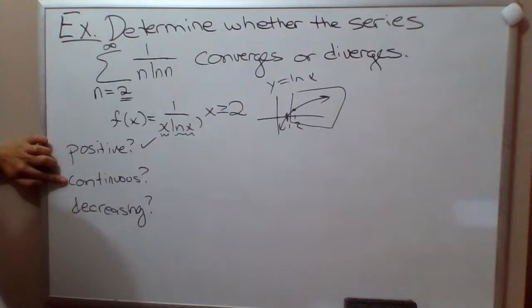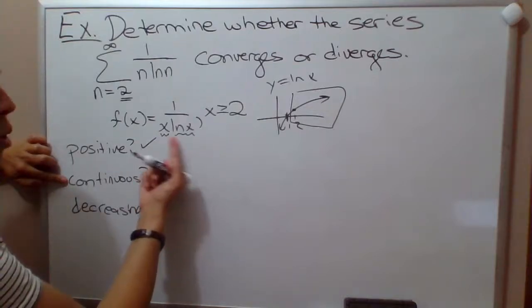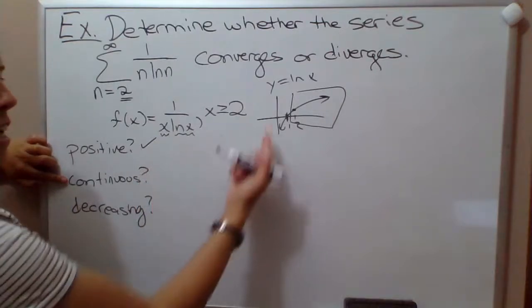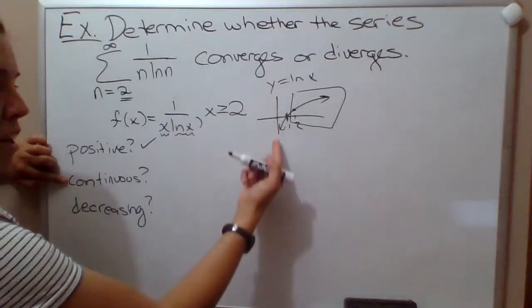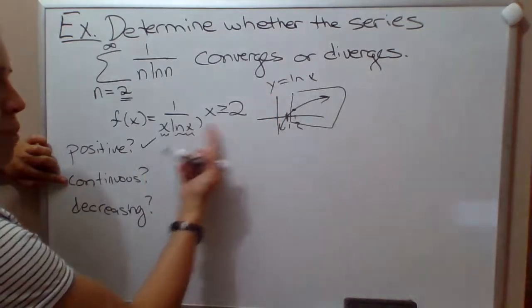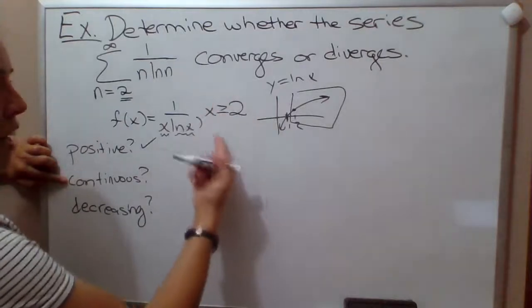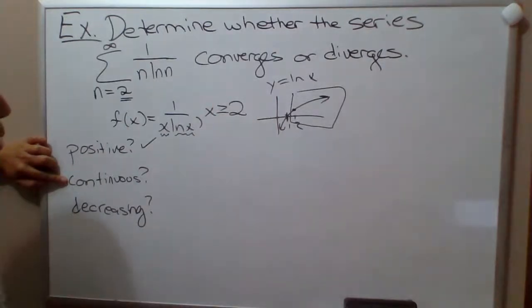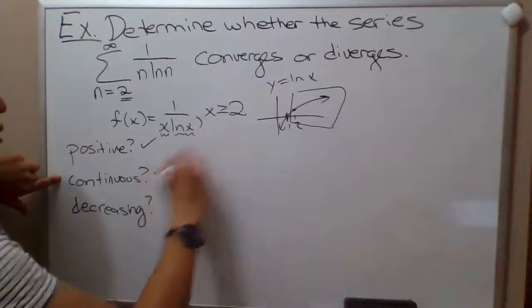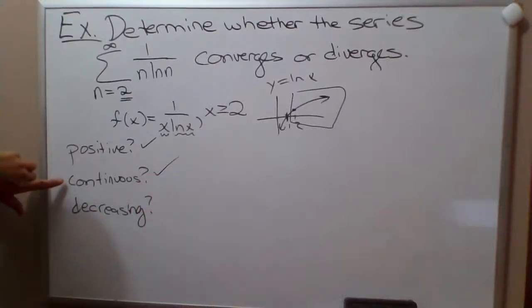So we don't need to worry about the denominator being 0. We don't need to worry about the fact that natural log of x has a vertical asymptote at x equals 0, because negative values of x, x equals 0, they're not considered as part of this sum anyway. So yes, over the interval from 2 to infinity, this function is continuous.